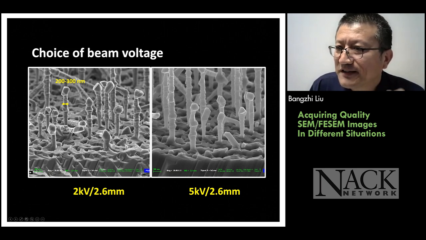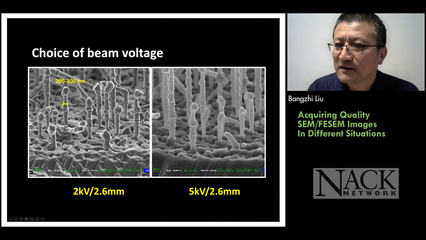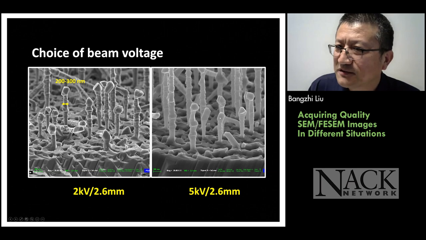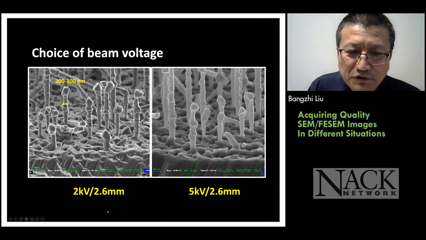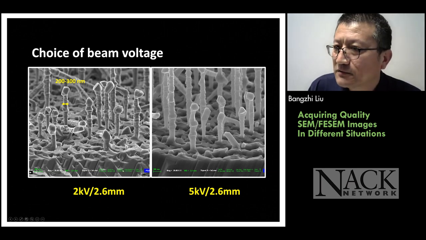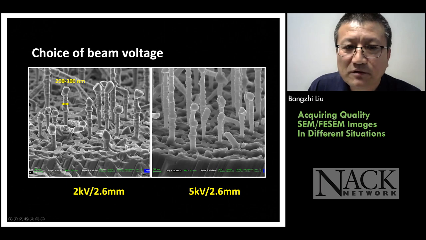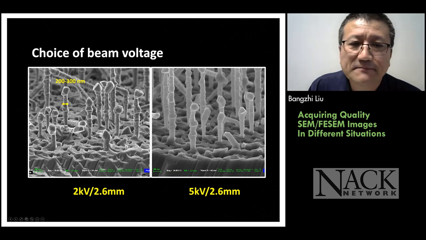So the signal you collect is the average over the whole wire. That's why the wire looks translucent. But on the left side, when you use a low kV, 2 kV, the beam cannot penetrate through the wire, but it gives you the surface detail. So you can see that when you use a different voltage, it will look different.